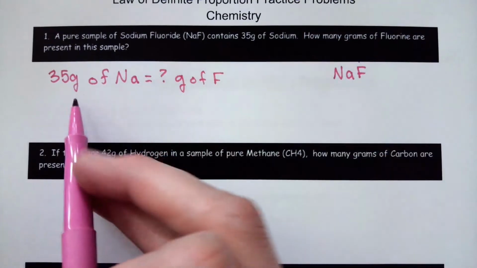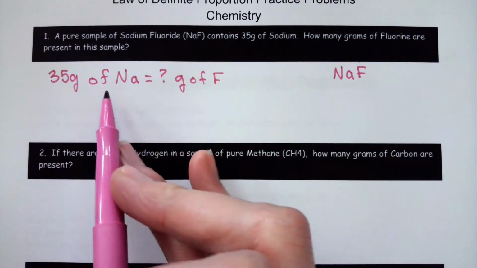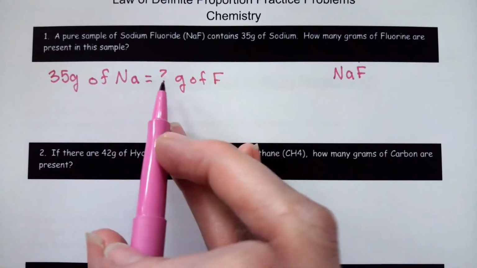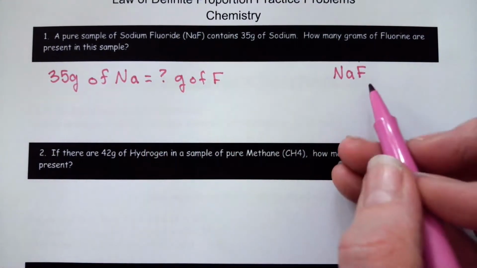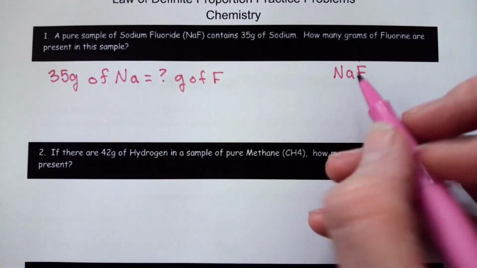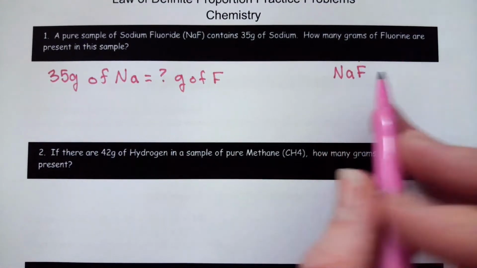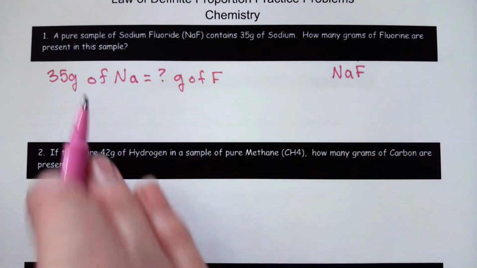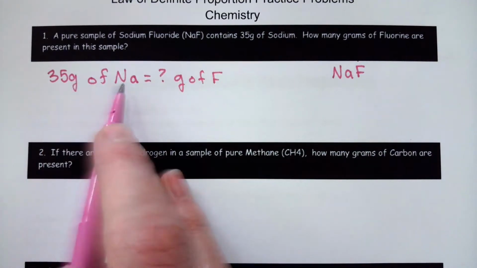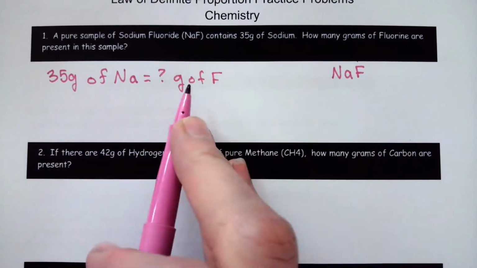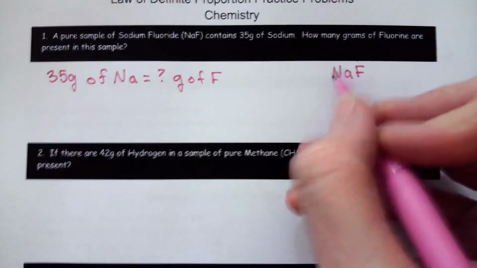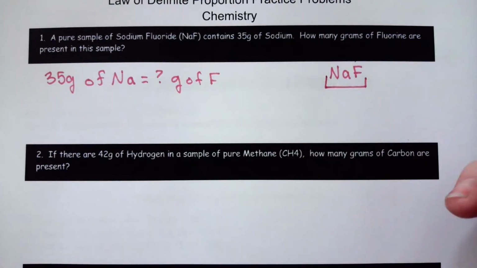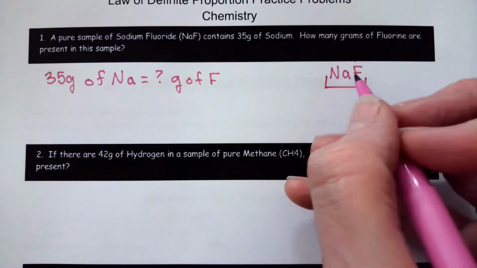So if we write out our given information, it says that 35 grams of sodium is equal to how many grams of fluorine. So what we're looking for is how much fluorine is present. And what we know is the ratio of sodium to fluorine because we have the formula. So if we know that we have this much sodium and we know the ratio, we can solve for the amount of fluorine present.